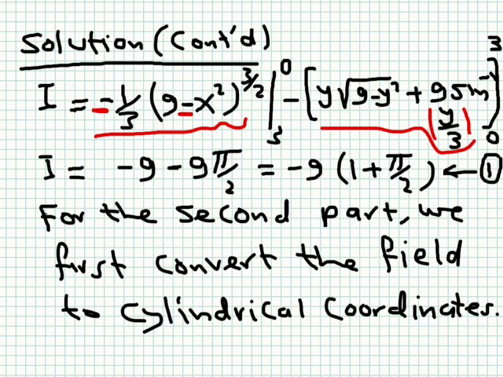If you substitute for the upper and lower limits, you'll see that the first integral will give you minus 9, and the second integral, for the sine part, when you put y equal to 3, will give you pi over 2. So it's minus 9 multiplied by pi over 2. So the answer for this question is 9 multiplied by 1 plus pi over 2.